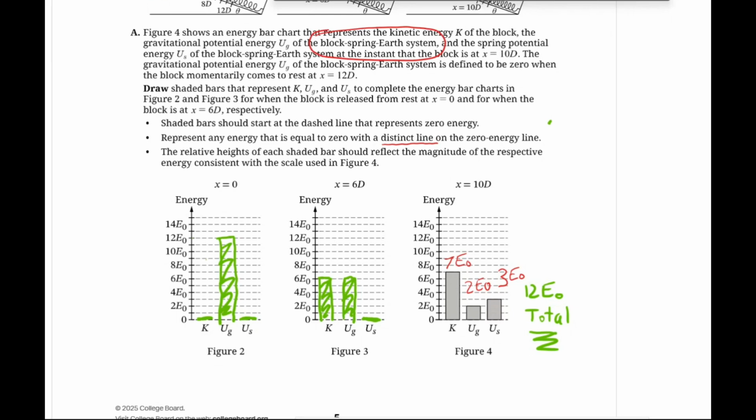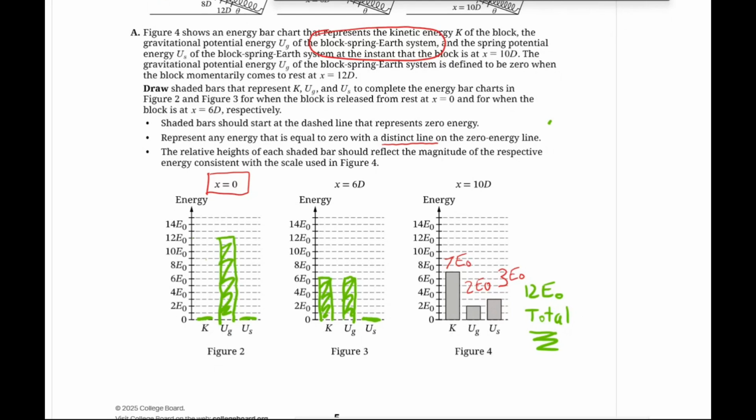So that's basically everything. And there's no work done on the system or by the system. So all of our 12 E naughts of energy are going to remain in different forms, but there's going to be 12 total. All right, so let's go to our x equals 0 position. That's where it's at its highest position. There's no velocity, no kinetic energy. The spring is not compressed, so all 12 go to our UG. And we have the distinct line right here for our K, and we have a distinct line for our US.